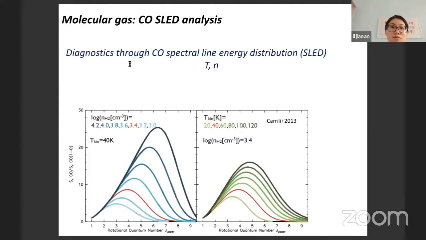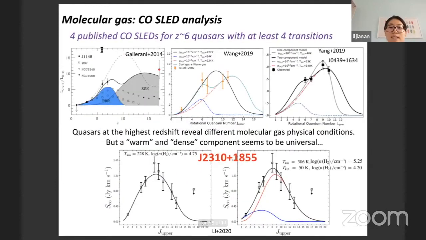Now I will introduce the physical conditions of the molecular gas probed by the CO SLED analysis. The CO spectral line energy distribution is shown in this plot. It's the CO flux as a function of the rotational quantum number J. The shape of the CO SLED changes with different density for fixed temperature and also different temperature for fixed density. So these are ideal probes of the temperature and density of the molecular gas. Currently, there are only 4 published CO SLEDs for redshift 6 quasars with at least 4 transitions, which enable us to do the CO SLED analysis.